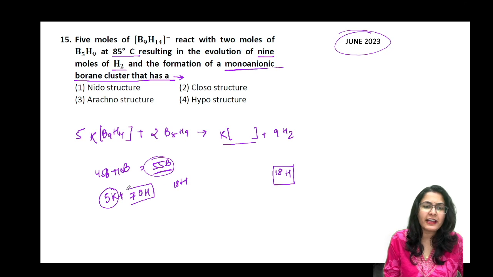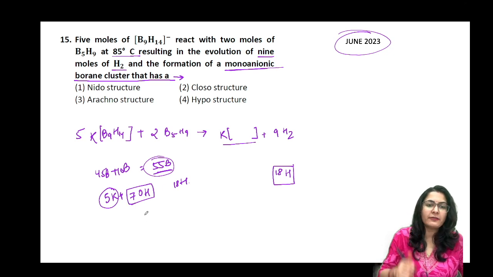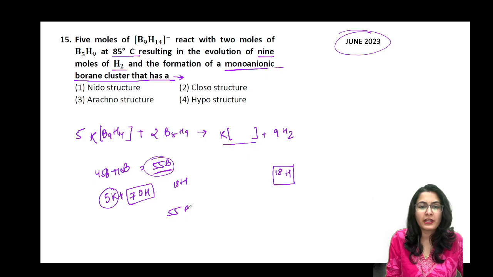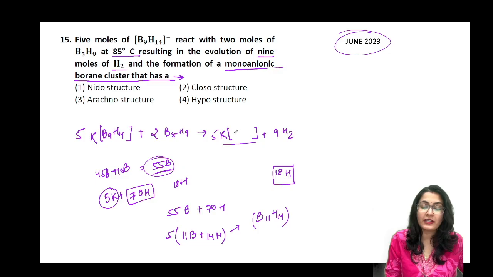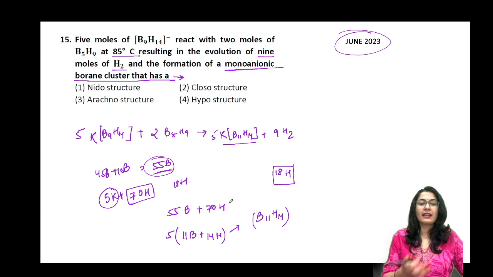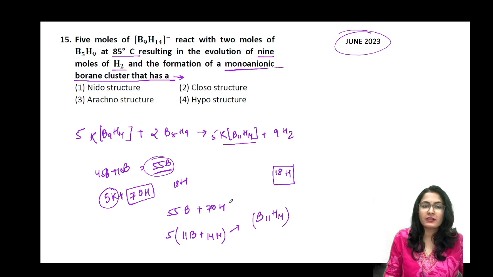In दोनों में से 5 common निकाल दो. Just eliminate 5 from this. Let's write it over here. 55 boron plus 70 hydrogen. Just eliminate 5 common from this one because we have to put a 5 over here. Alright. That means 11 boron plus 14 hydrogen. Right? The formula becomes B11H14. And since there is 5 potassium present, that is monoanionic. So B11H14. It was very easy. I'm just doing maths. There is no chemistry in this.